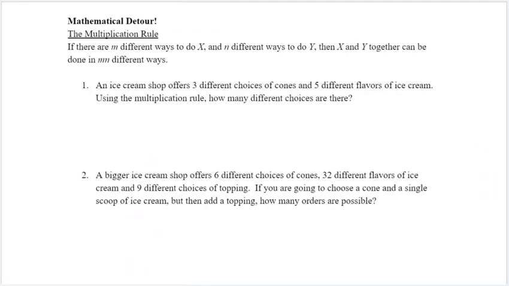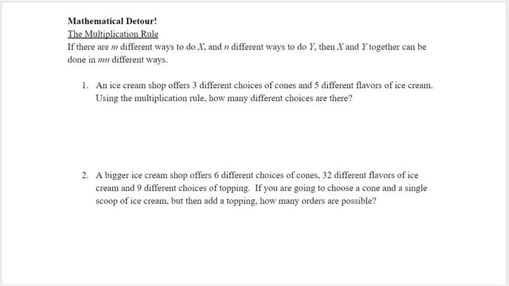Now, you might be asking yourself, how do I know how many sequential coalitions there are? Well, let's refresh our memories about the multiplication rule. So, the multiplication rule, or the fundamental counting principle, says if there are m ways to do x and n ways to do y, then x and y together can be done m times n different ways.